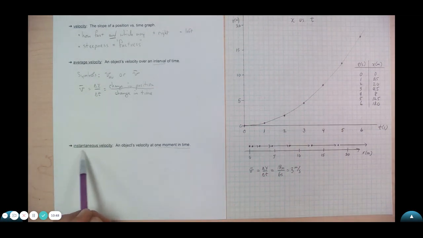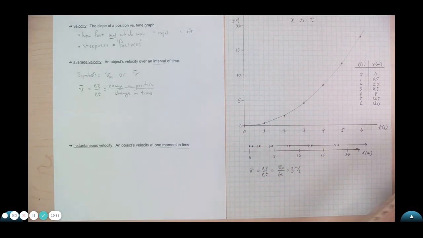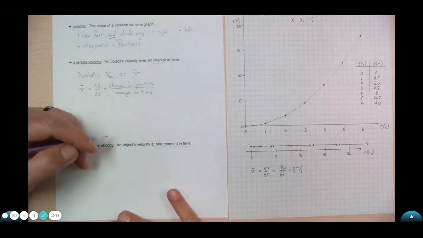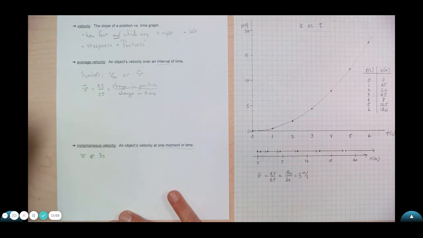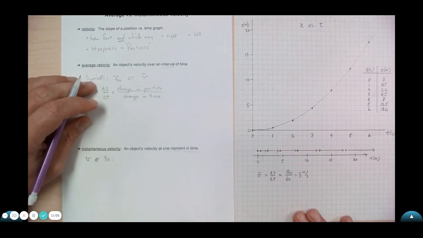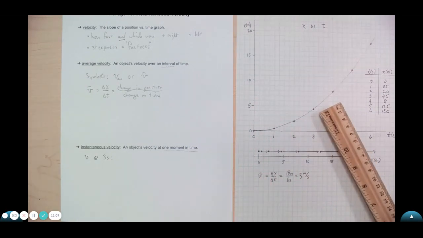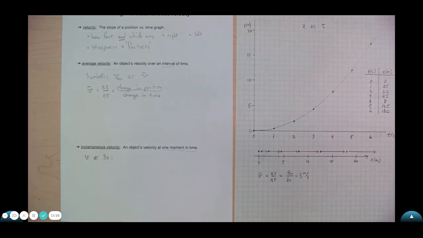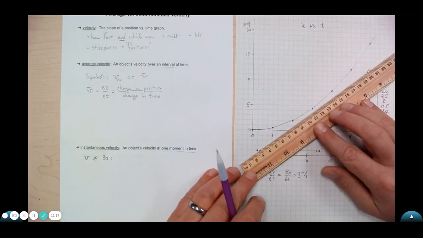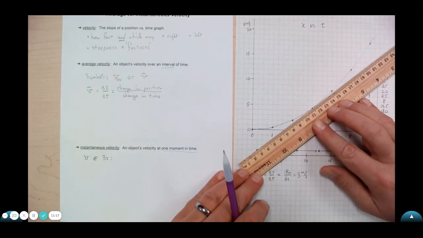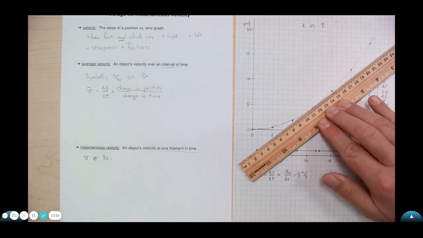So if I want to know the instantaneous velocity, let's say at 3 seconds, notice I'm not putting a line over it. Let's say I want to know exactly how fast this thing was going at a time of 3 seconds. Here's a way to do that. Remember that velocity is the slope of this graph. I could simply take a ruler and do my very, very best to approximate the slope of the graph at 3 seconds.